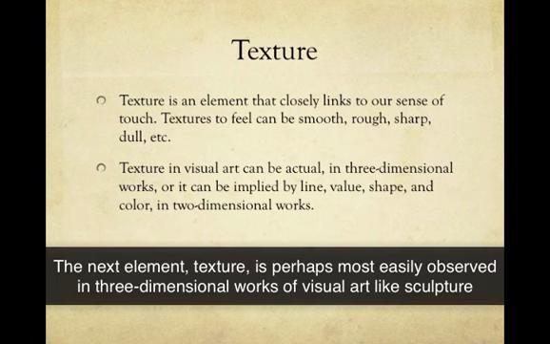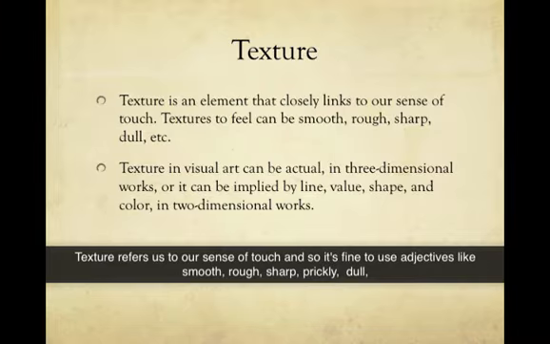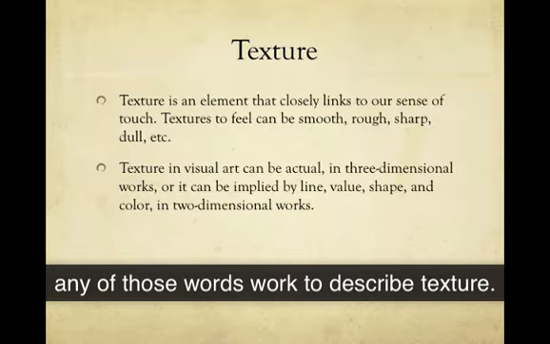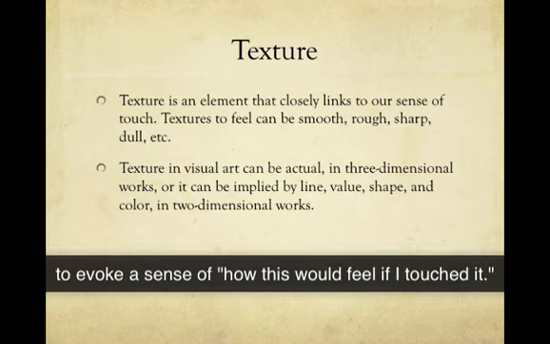The next element, texture, is perhaps most easily observed in three-dimensional works of visual art, like sculpture, or even if you turn to the related field of architecture. Texture refers us to our sense of touch, and so it's fine to use adjectives like smooth, rough, sharp, prickly, dull. Any of those words work to describe texture. However, an artist can also imply a texture by clever use of value, line, shape, other elements of art to evoke a sense of how this would feel if I touched it.